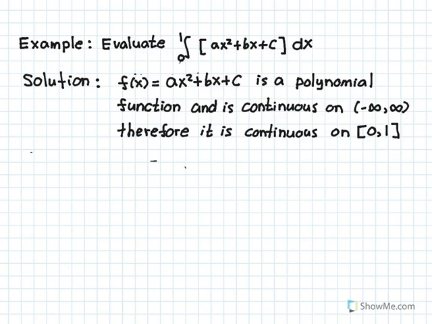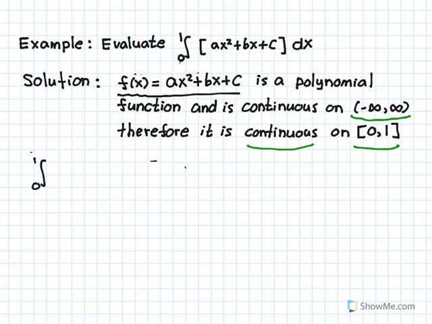Let's look at an example. Here we have the integral from 0 to 1 of ax squared plus bx plus c dx. You will notice that the function ax squared plus bx plus c is a polynomial function, and polynomial functions are continuous everywhere. So it's continuous on the entire real numbers from minus infinity to infinity, and definitely it will be continuous on the closed interval 0 to 1. All right, let's evaluate this by applying the fundamental theorem of calculus.